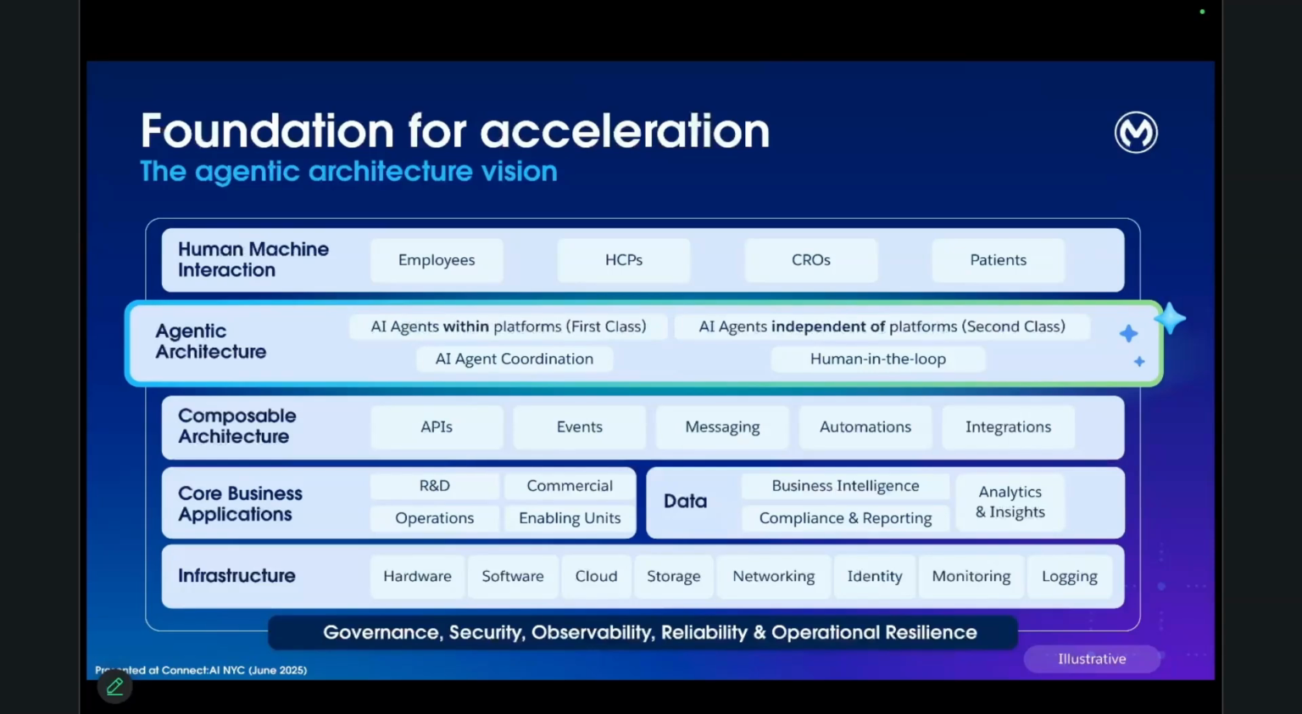What we are now seeing, and we've got Fortune 500 customers who have been our launch partners, is the ability now to add an agentic architecture layer that provides all of these coordination and orchestration and governance requirements.